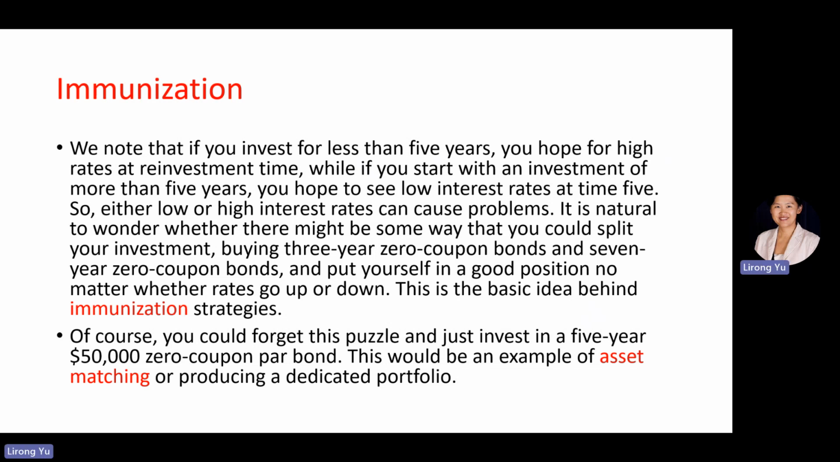So it's natural to wonder whether there might be some way that you could split your investment, buying a 3-year zero coupon bond and a 7-year zero coupon bond. Combining these two types of bond is a portfolio. In that portfolio, a certain portion goes in the 3-year zero coupon bond, and a certain portion goes in the 7-year zero coupon bond. What portion, what kind of distribution is it? There may be a better or best plan, and we want to determine the best combination of the two types of bond. This idea is the idea behind the immunization strategy.